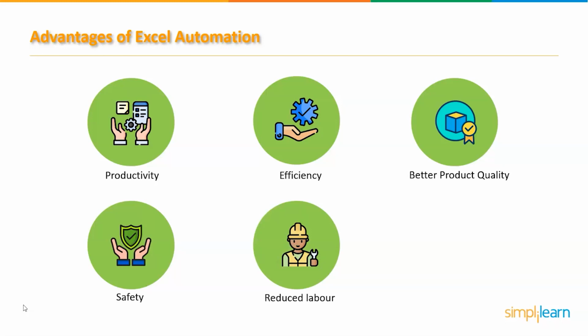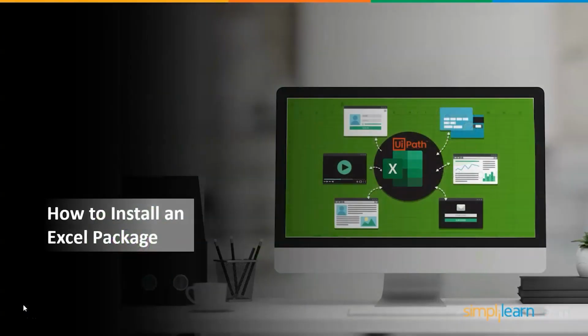Reduced labor. Excel automation will perform all the repetitive tasks more accurately and productively than humans, thus reduces labor. Reduced lead time. A lead time is the amount of time that elapses between the start and finish of a process. Excel automation reduces the lead time. Let's look at how to install an Excel package.